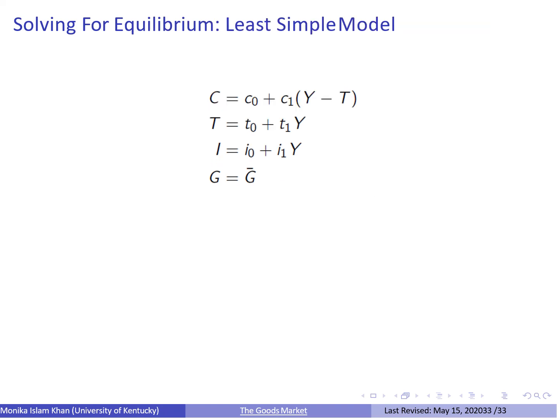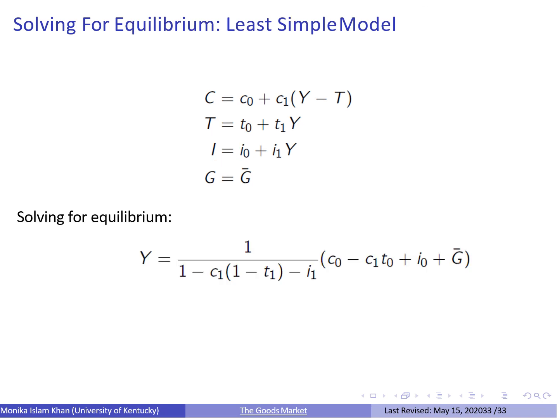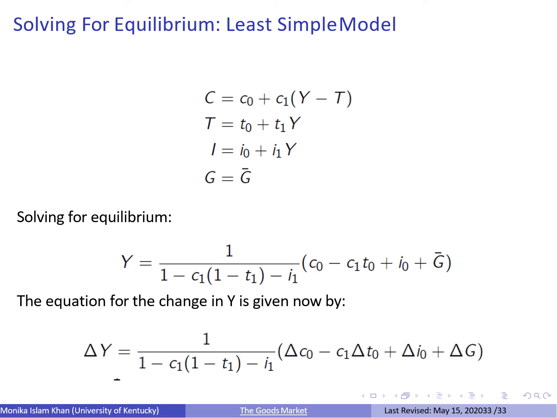Now let's look at the least simple model, where tax and investment are endogenously determined within the model. And in this model, the equilibrium would be given by this equation, which again you should learn how to do on your own and find the equilibrium equation. The equation for the change in Y is given by this equation in this model, where only the change in government spending is equal to 0, because here only government spending is fixed.